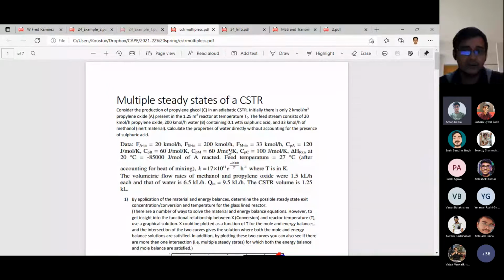Now here also you will find that the case of multiple steady states occurs. That is why we study this topic in the computer aided process engineering course, just to see what their implications are, what the result values mean, and at what steady state we should operate the reactor so that we do not encounter any thermal runaway. So let us proceed. Let us start that part.